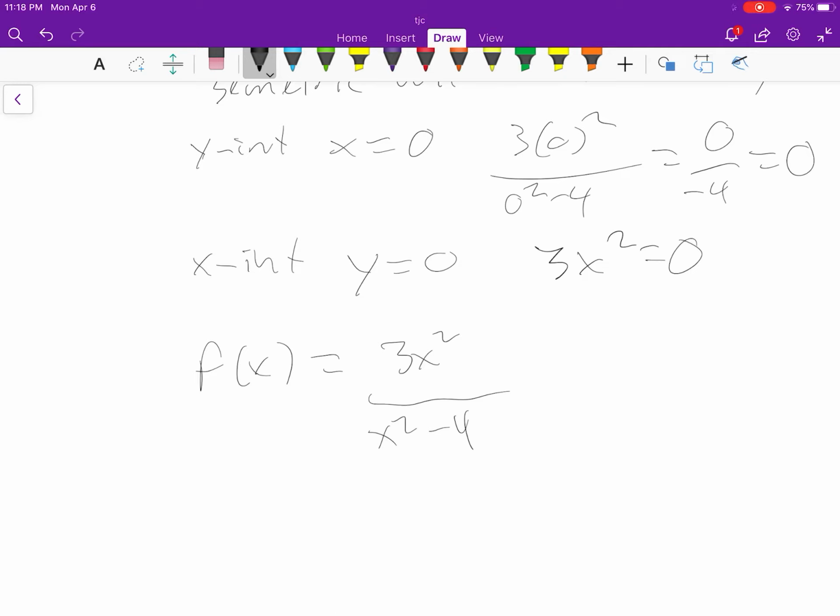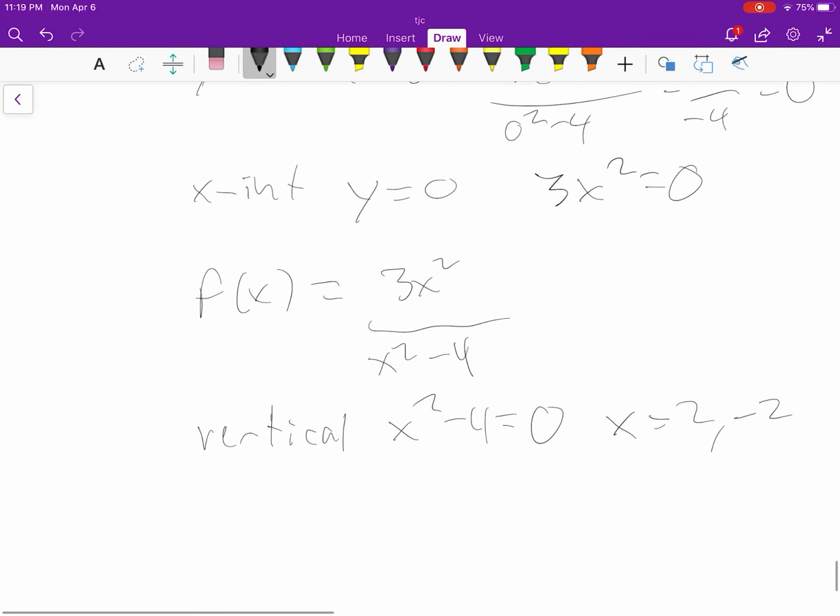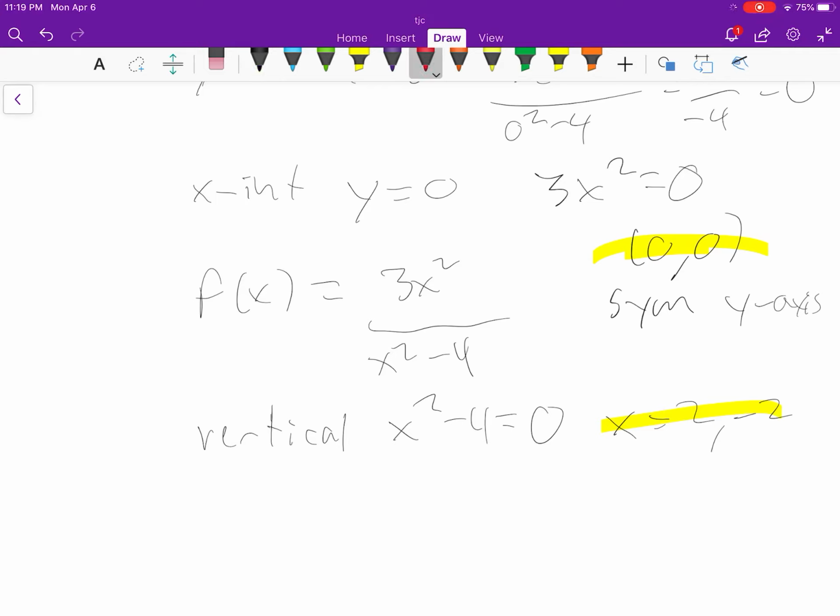So let's find the vertical first. Vertical is when x squared minus 4 equals 0. That happens when x equals 2 and negative 2. Okay. So we have our vertical, they're right here. Okay, we have our intercepts. The intercept is at the origin here. So this is all the pertinent information we have so far. And we have that it's symmetric with the y-axis.